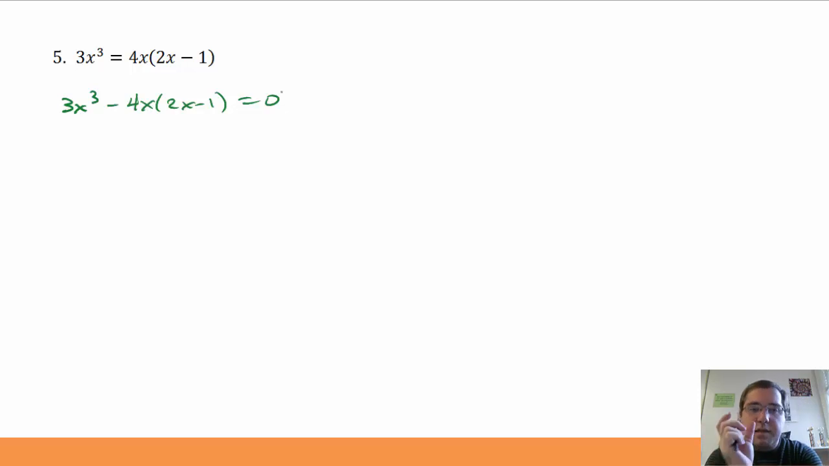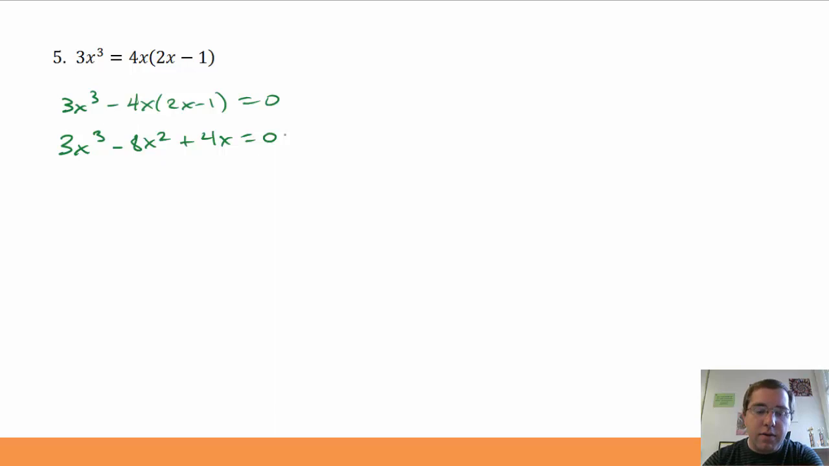Even though the 4x is multiplied by the 2x minus 1, I don't have the whole left-hand side as a product of things because that 3x cubed is not multiplied by the 4x and the 2x minus 1. So what I need to do is distribute the negative 4x, and then I'm going to refactor the whole left-hand side. So I'll have negative 4x times positive 2x is negative 8x squared, and negative 4x times negative 1 is positive 4x.